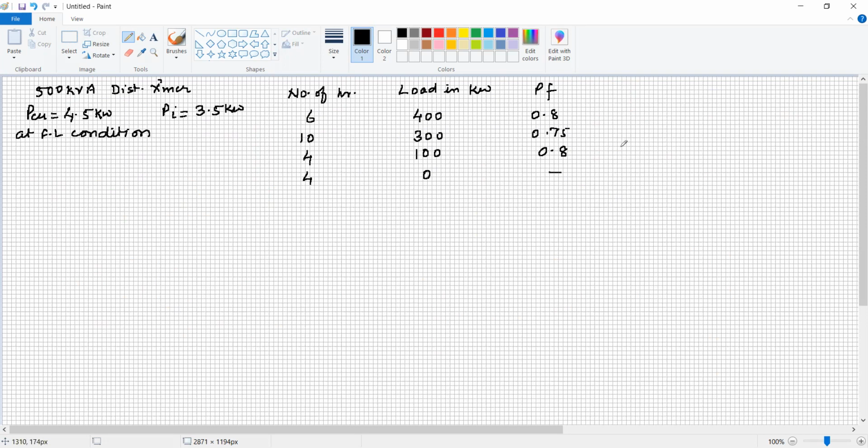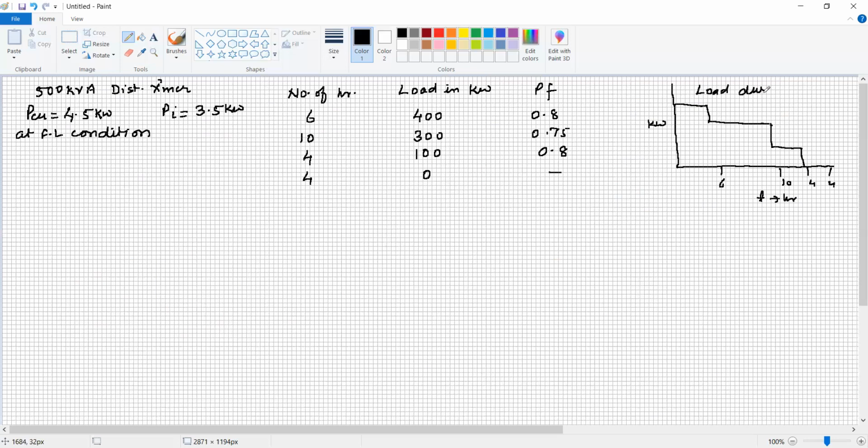And for 4 hours, the load is 0 and there is no power factor. In the load curve, it is not given during what time the load occurs, so simply it is for 6 hours, then 10 hours, then 4 hours and 4 hours. The load is 400 kilowatt, then decreases to 300 kilowatt for 10 hours, and after that the load becomes 0. The maximum load is on the left side, with load in kilowatt and time in hours. Such a curve is called a load duration curve.